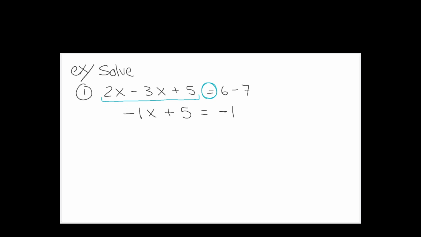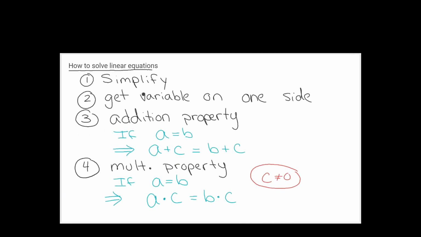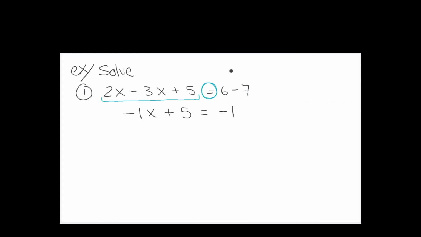First things first, though, let's sneak back and look at our rules here. Simplify. Okay, I just did that. Get variable on one side. All right, let me take a look. I only see one variable on one side, so step 2 is already done for me. Woo, that's good. All right, sneak back to your directions. I'm going to flip back.